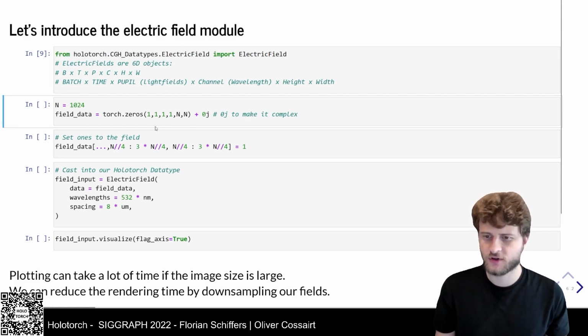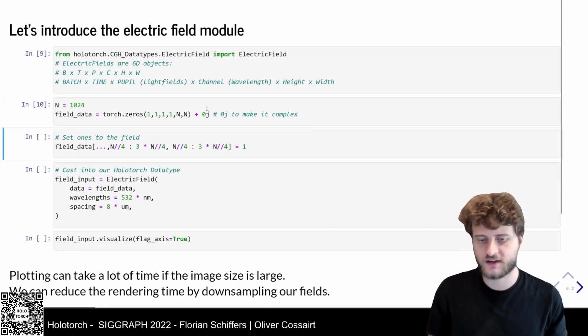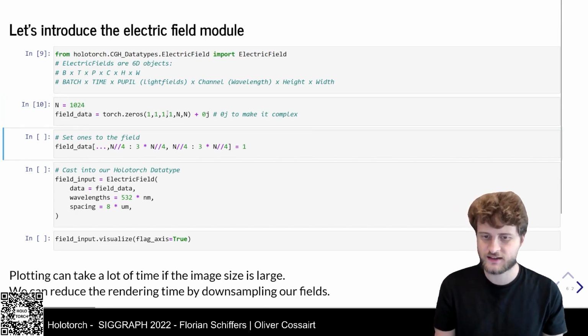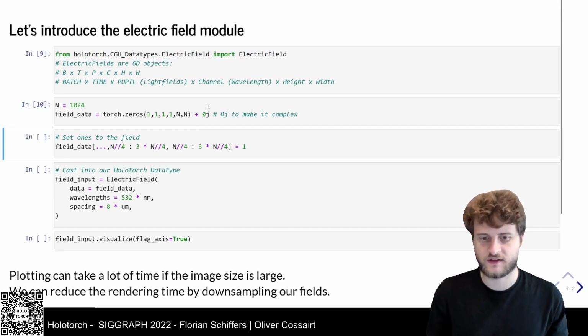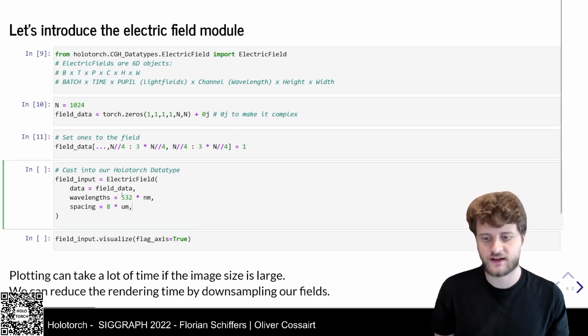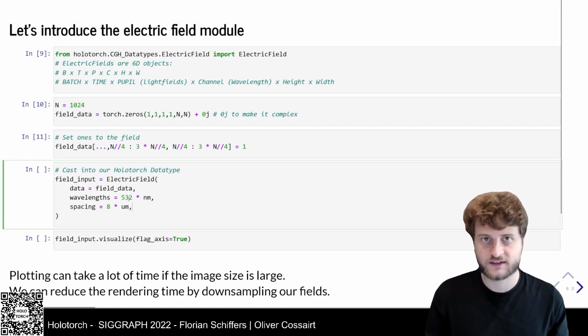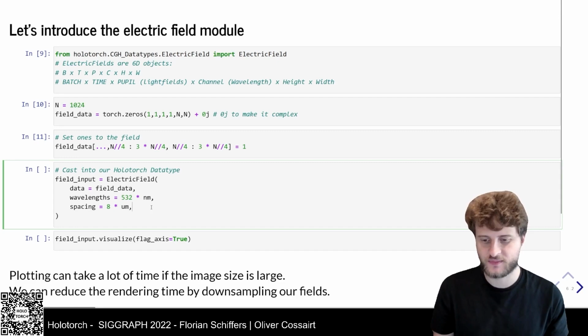So you would import that, and then, for example, we're going to create a small object. First, we're going to start by initializing the tensor. It would be a tensor by 1000 by 1000. It's 6-dimensional, and we're going to make it complex, so we add 0j. Then we're going to set the center of it to 1s, and then we can put this data that we just created into our electric field, and give it a wavelength of 532 nanometers and spacing.